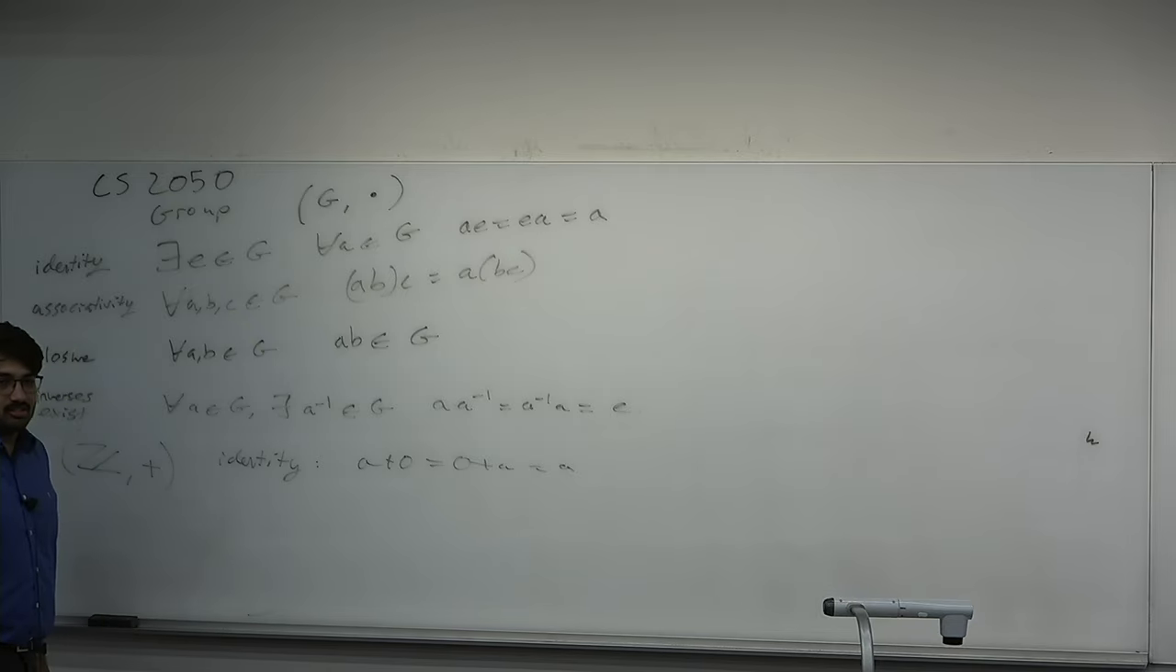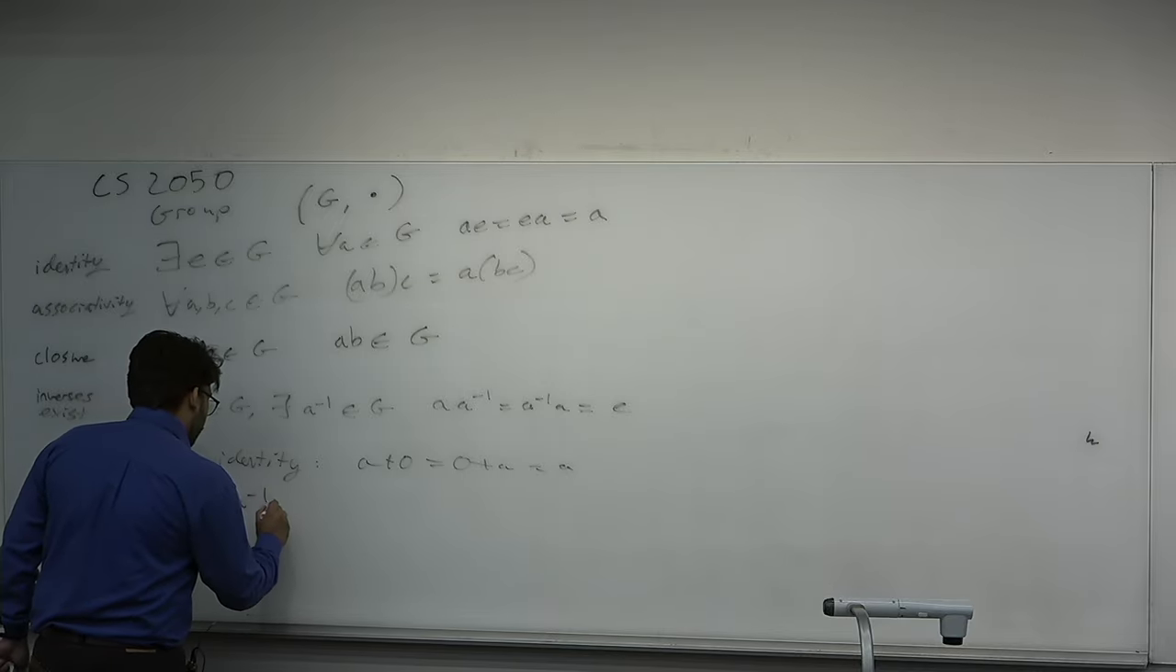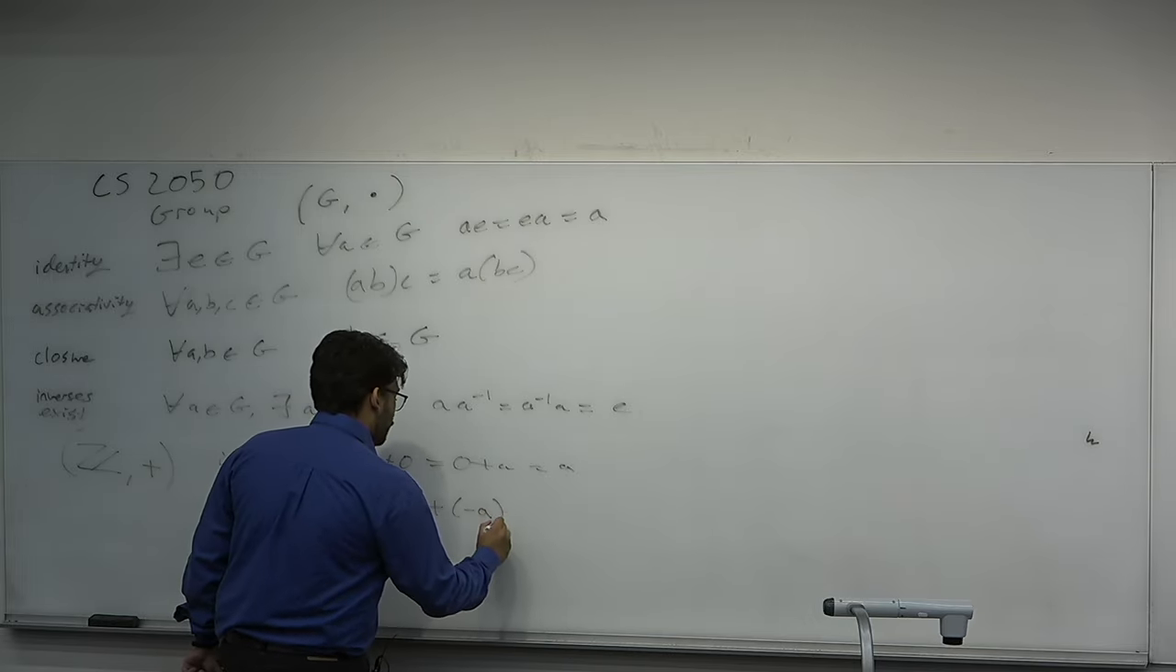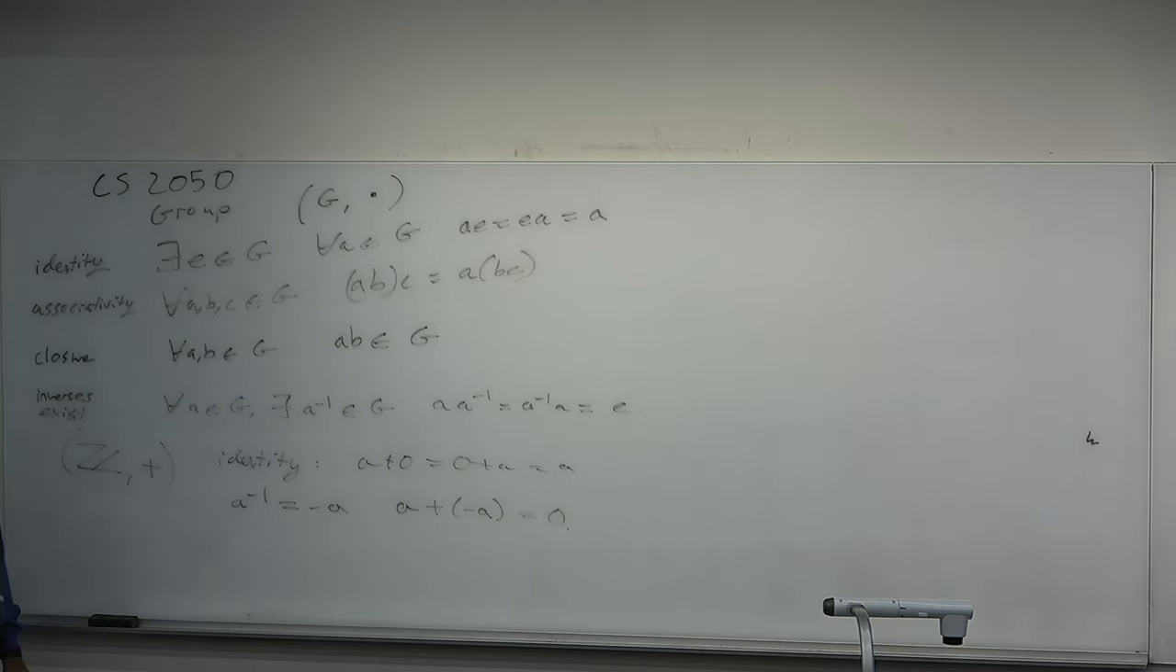Associativity, addition is associative. I'm not even going to write it. Closure: is it true that the sum of two integers is an integer? Yes, you don't get any weird division or anything, so that one's also true. Inverses exist. What is A inverse? Negative A. Why? A plus negative A is equal to 0, and similarly, negative A plus A is equal to 0. So according to addition, every number has an inverse, minus A, because A plus minus A puts you back at 0. Associativity you get for free, closure you get for free, and identity you just say it's 0, zero is an identity with respect to addition.